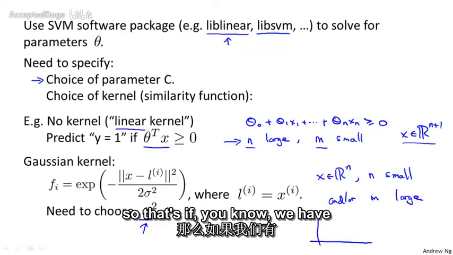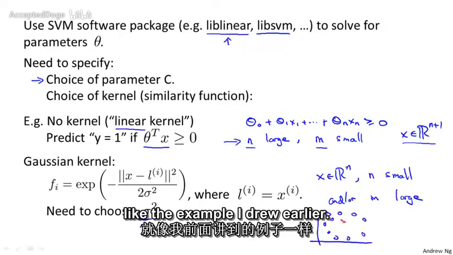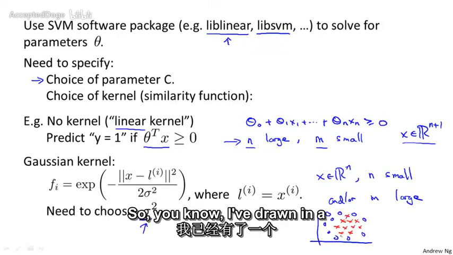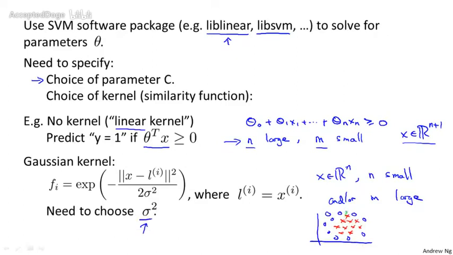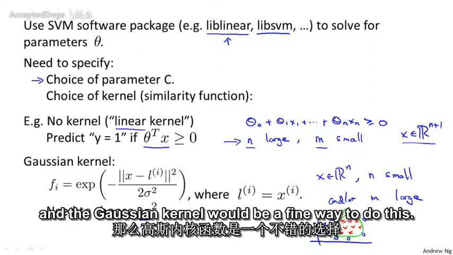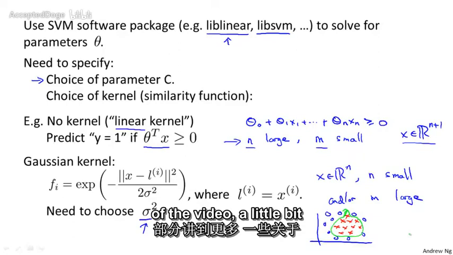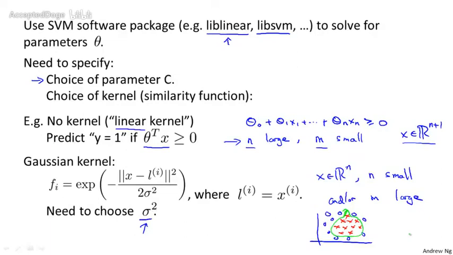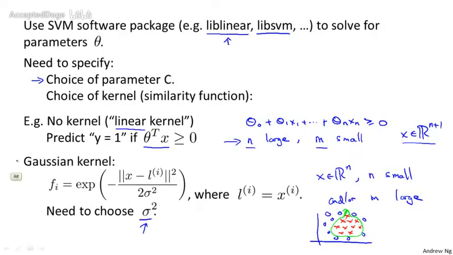So that's if we have, say, a two-dimensional training set, like the example I drew earlier, so n is equal to 2, but we have a pretty large training set, so I've drawn in a fairly large number of training examples, then maybe you want to use a kernel to fit a more complex nonlinear decision boundary, and the Gaussian kernel would be a fine way to do this. I'll say more towards the end of the video about when you might choose a linear kernel or a Gaussian kernel and so on. But concretely, if you decide to use a Gaussian kernel, then here's what you need to do.